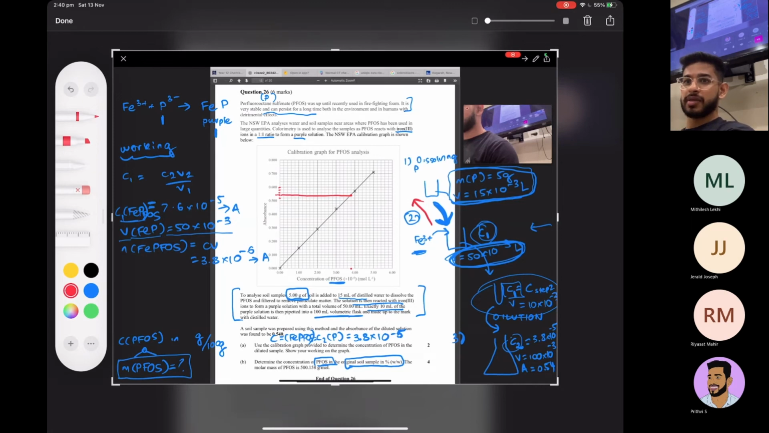Going from step 2 to step 1, the number of moles. So we know that the number of moles of FePFOS is equal to the number of moles of PFOS because it's a 1-to-1 ratio. Does everyone agree? We're just applying this ratio here, right? My question though is, will the number of moles of PFOS change going from step 2 to step 1? No, it won't. Okay, good. We've got a definitive answer. Everyone agree or disagree?